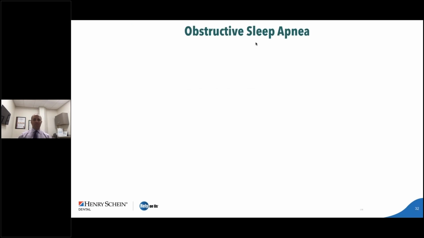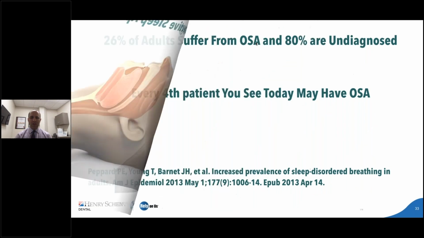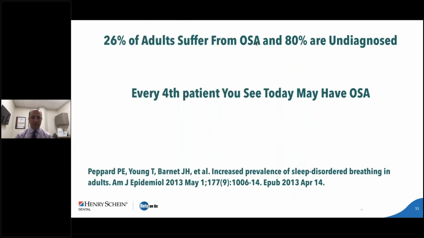So I just wanted to go over some basic terms and definitions since this is kind of an introductory lecture. And so 26% of adults suffer from OSA and 80% are undiagnosed. So what the literature shows is that about every 4th patient we see today may have obstructive sleep apnea. So that's 1 in 4. So if you have a busy hygiene practice, you probably have a lot of patients with obstructive sleep apnea, and 80% of them don't know they have it.